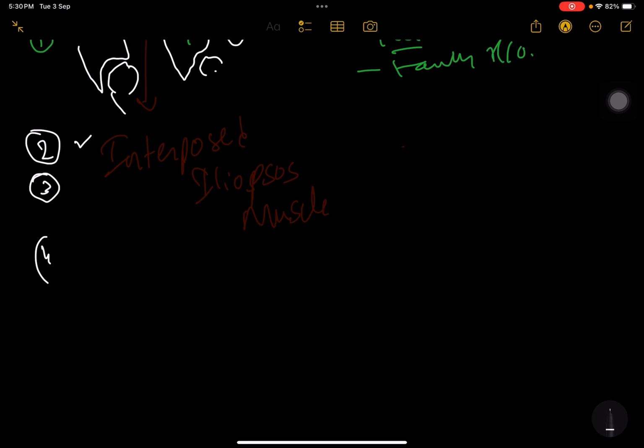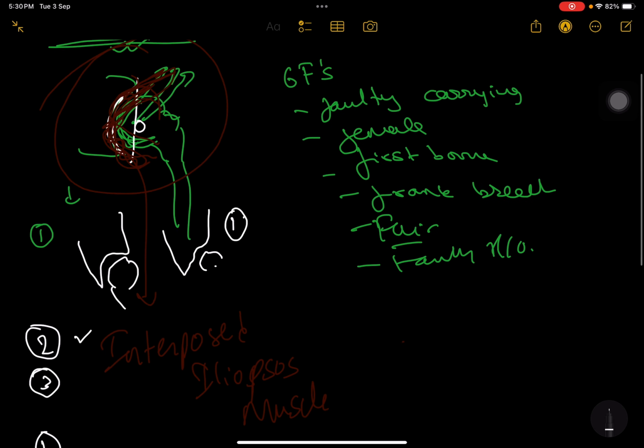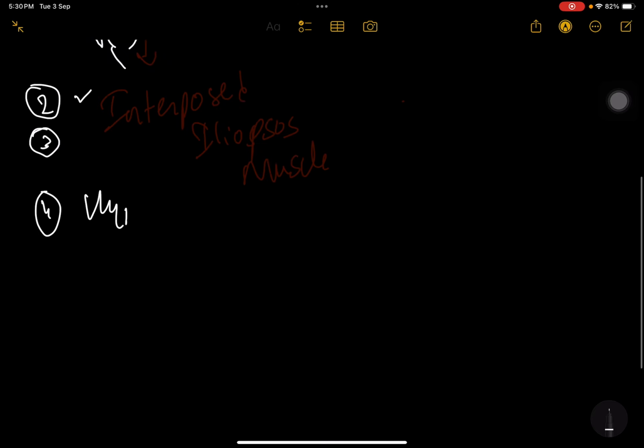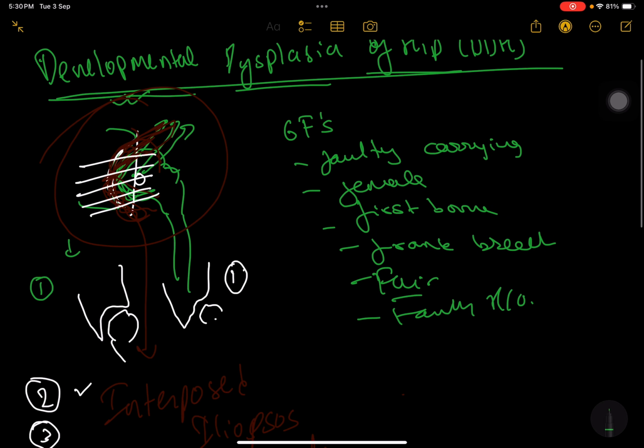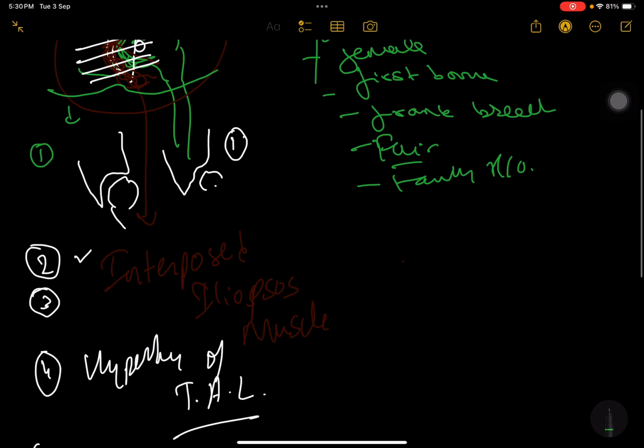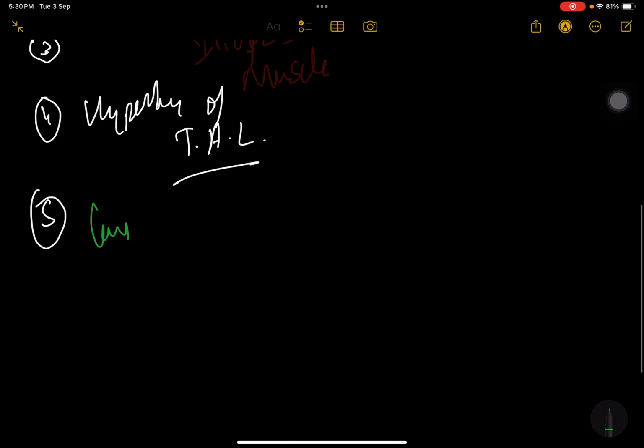Next, number 4 is a hypertrophy of the transverse acetabular ligament, TAL. Number 5 is a constriction of the capsule, like this. Why is there constriction of the capsule? Constriction of the capsule in an hourglass pattern.